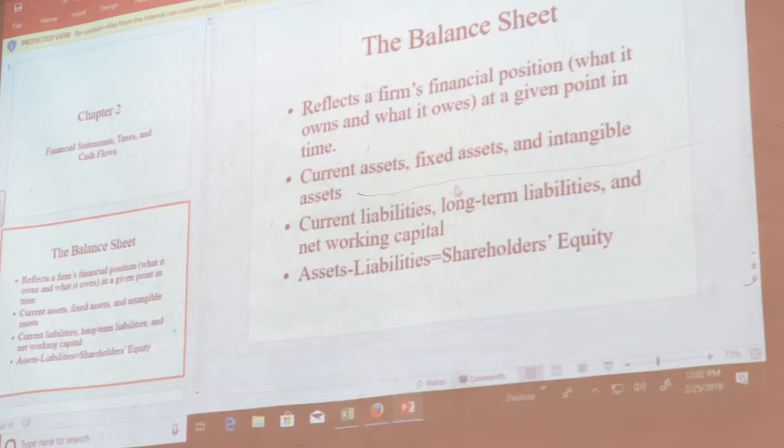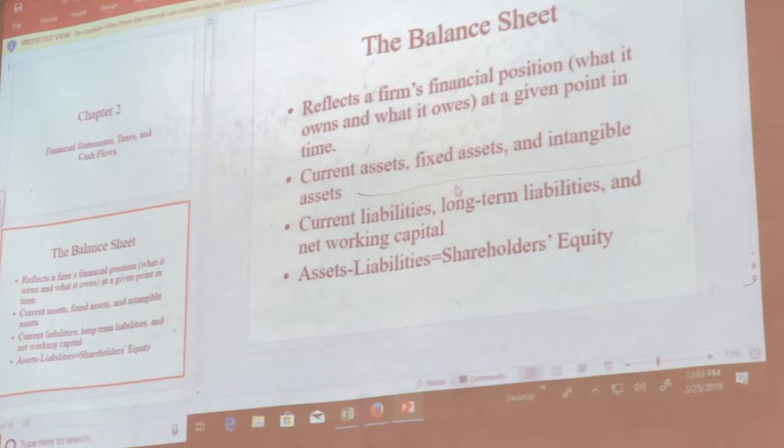Assets minus liabilities equals shareholders' equity, owner's equity, stockholders' equity. Net worth is the same thing as shareholders' equity. Net worth, remember that. Owner's equity, shareholders' equity, stockholders' equity. So, book value of equity, yes.